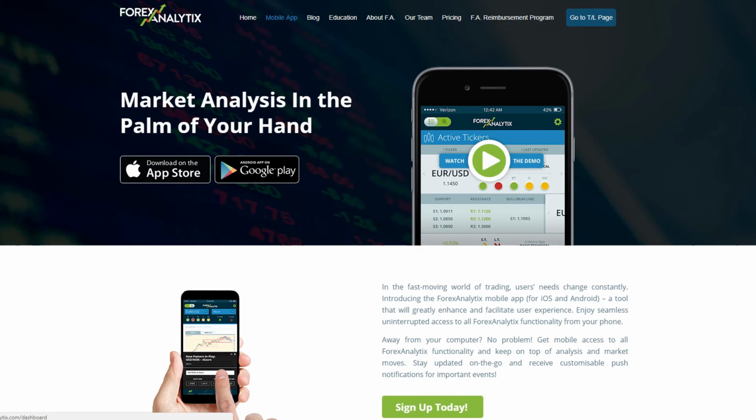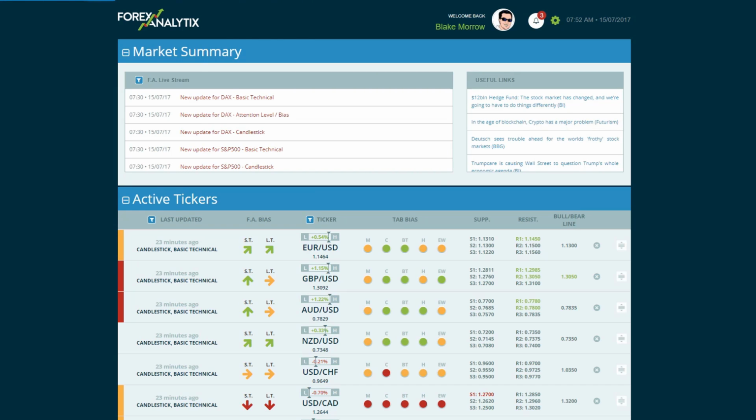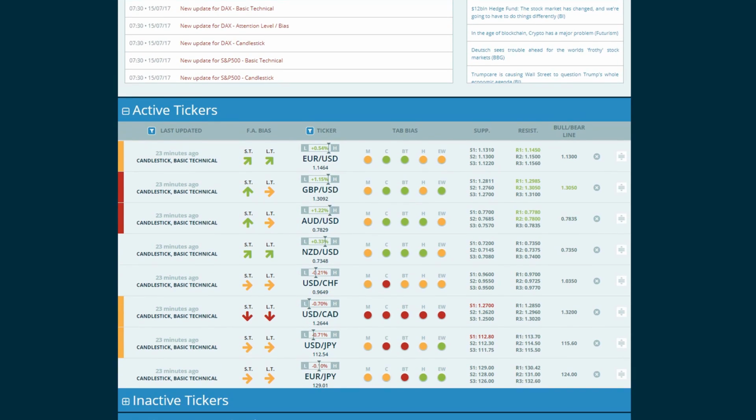Okay, now let's get into the analysis and let's get into a discussion about this last week. So this last week we saw the dollar get pummeled. On Friday, inflation data came in weak. Retail sales came in weak. The dollar got hammered, and just taking a glance at our basic active tickers, you can see the biases for the tabs. They're all lining up, and this has been pretty much the case for the last couple of weeks.